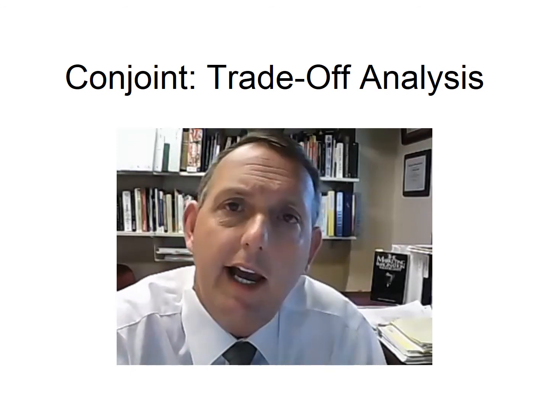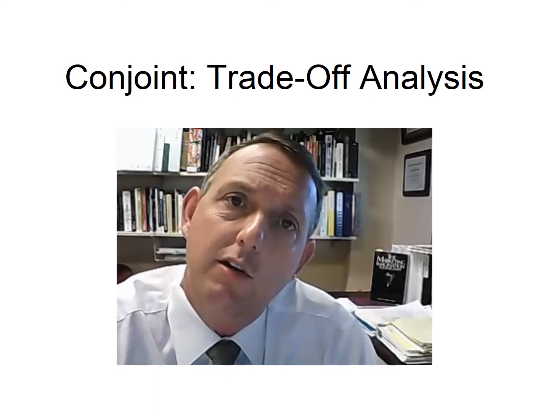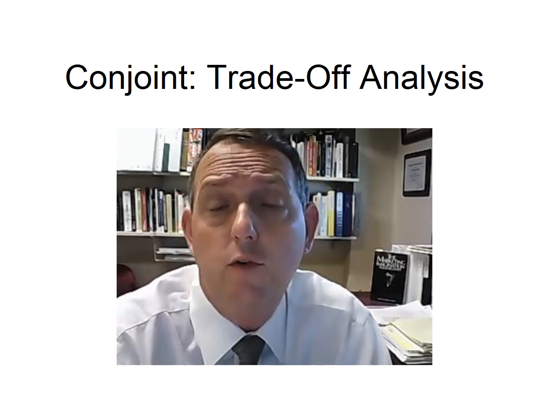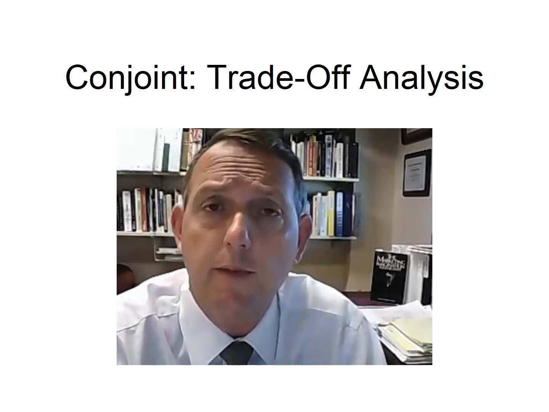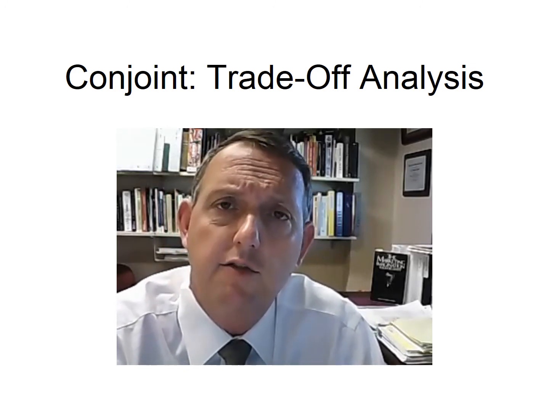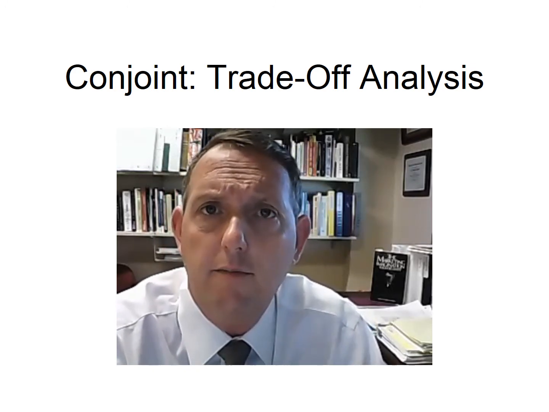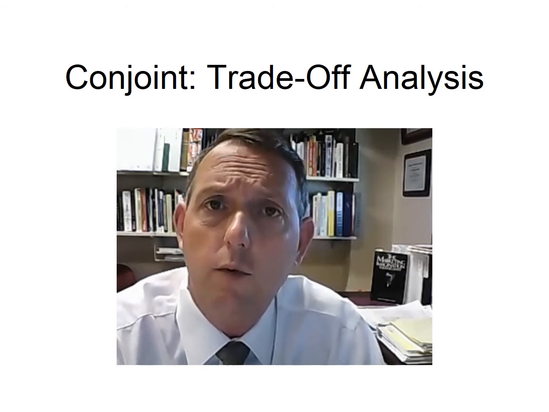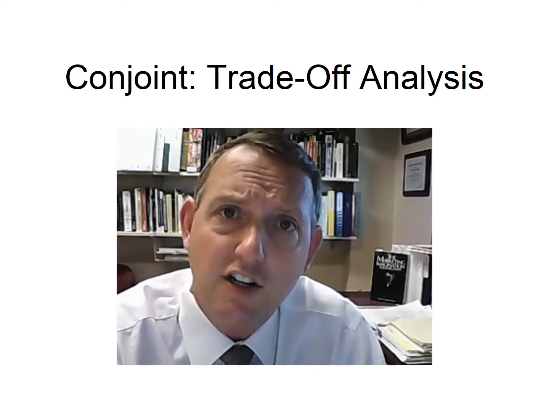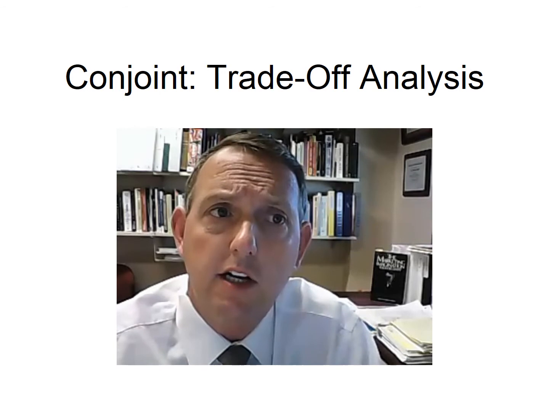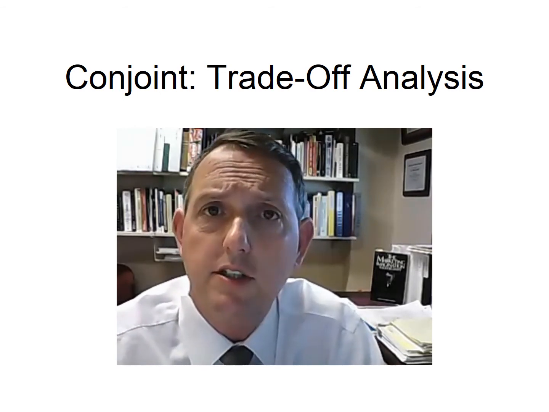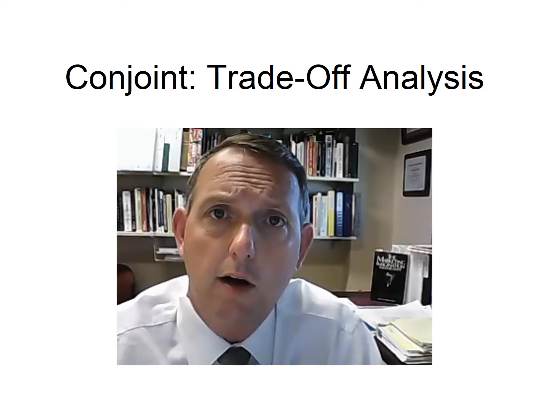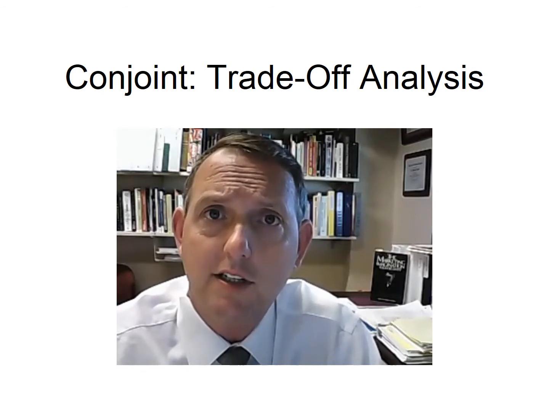The question that we have is, how much are they willing to trade off for one attribute in order to get another attribute? So conjoint analysis is a form of trade-off calculations when it comes to product attributes. That's what we'll talk about, and we'll specifically focus on a couple of examples that show us how conjoint analysis works.